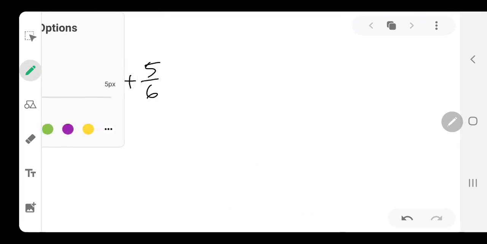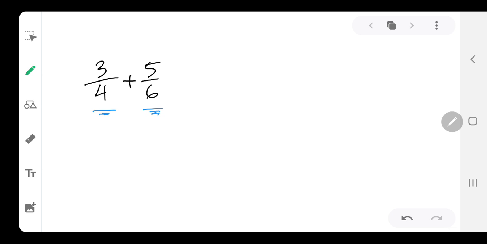So let's add the fractions 3/4 plus, let's say, 5/6. So two fractions. First of all, they've got different denominators, and so we can't just add the fractions the way they're written. We're going to need a common denominator, and that's the thing that we've been working on.